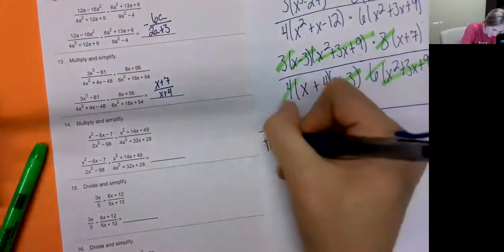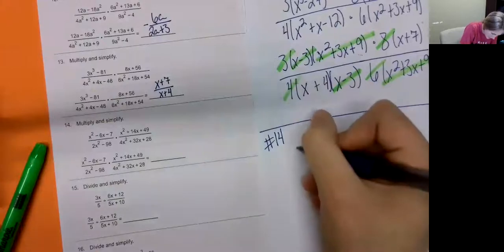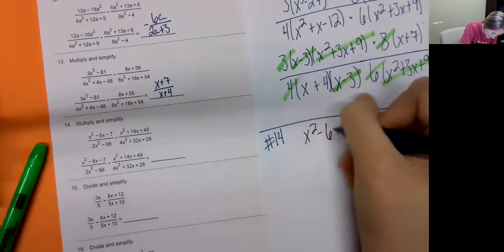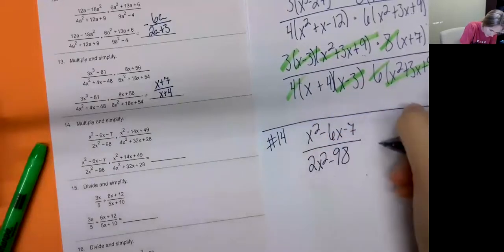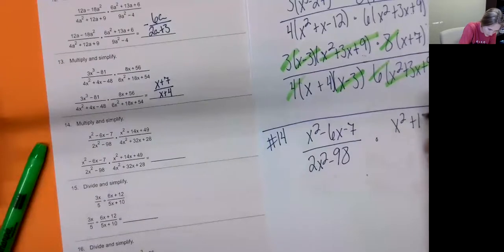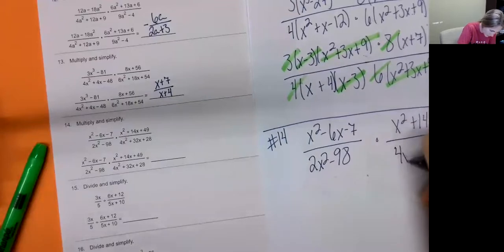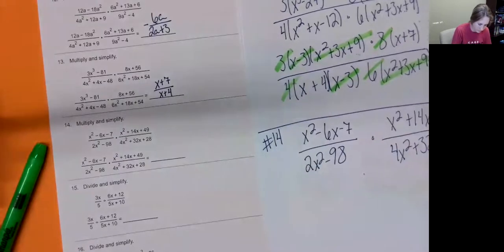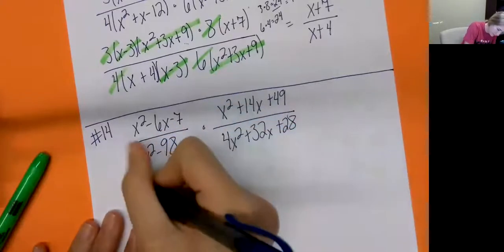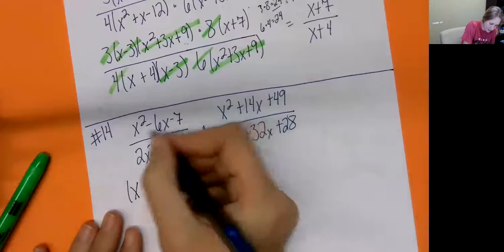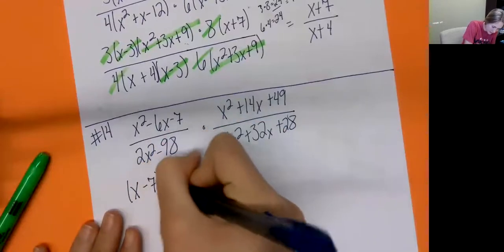Copy number 14 down. So we have x squared subtract 6x subtract 7 over 2x squared subtract 98 times x squared plus 14x plus 49 divided by 4x squared plus 32x plus 28. All right, let's factor this. So that first one, factors of 7 that subtract to get 6 would be 7 and 1. So x, and we want it to be a -6, so x subtract 7 times x plus 1.